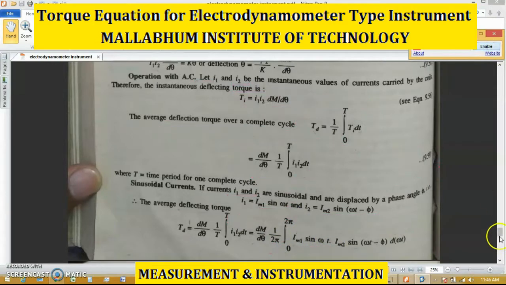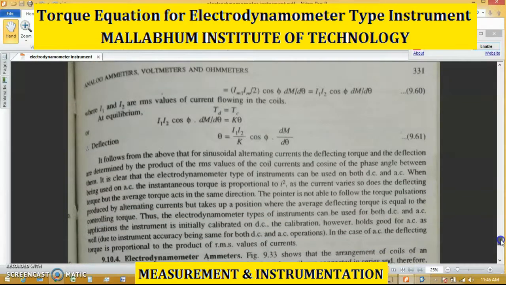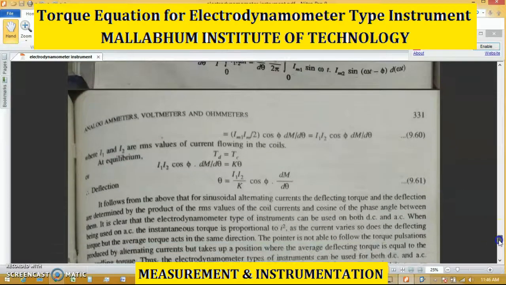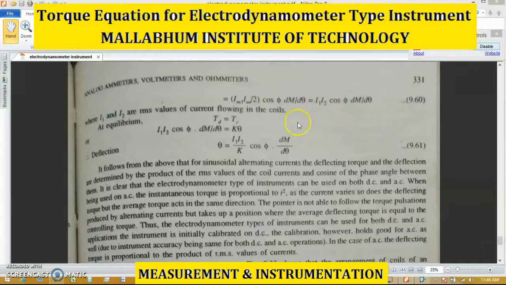So in the next, you can see that if you integrate this, just do the integration, and you will find that Im1 into Im2 divided by 2 cos phi dM by d theta. So this is Im1, this is Im2. I am discussing only the final equation. You just do the calculation of the integration, this is M, and this is the torque equation with the Tc.